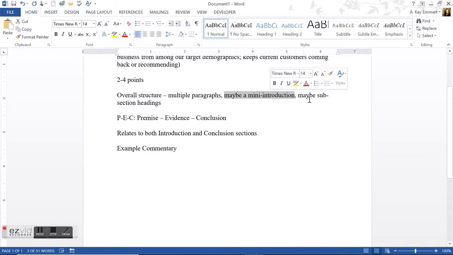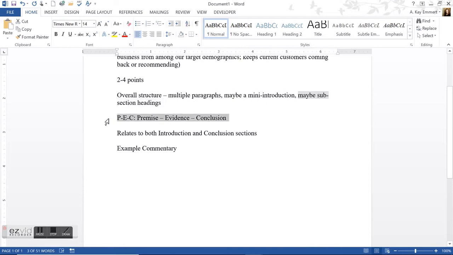And then you might also consider having subsection headings. So a heading for each of your topics so that your reader can spot those. To learn more about having subsection headings, you can look at my how-to video on the visual design of your SWOT report. All right, within these body paragraphs, you should be using the PEC paragraph structure.